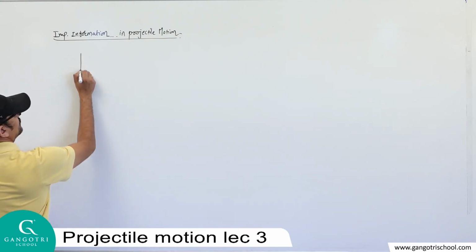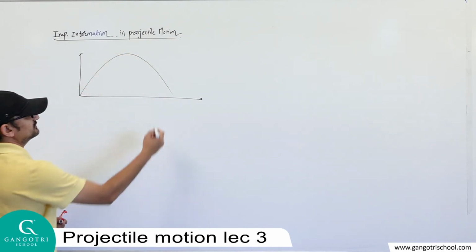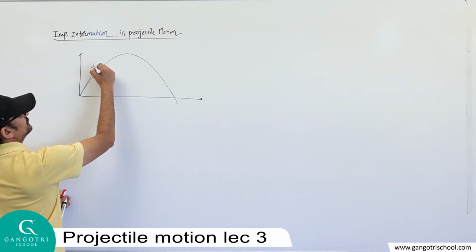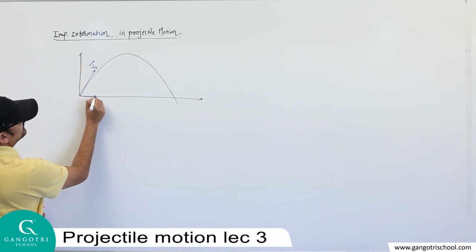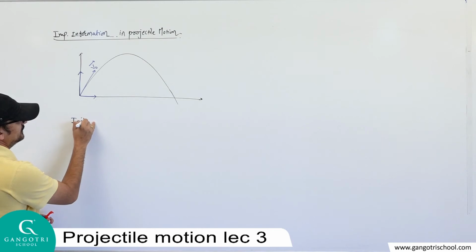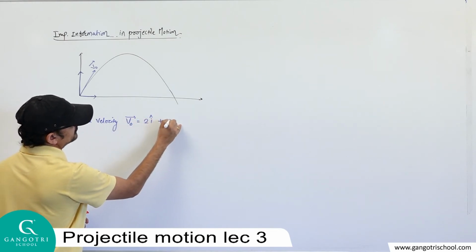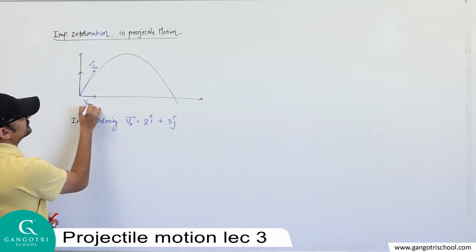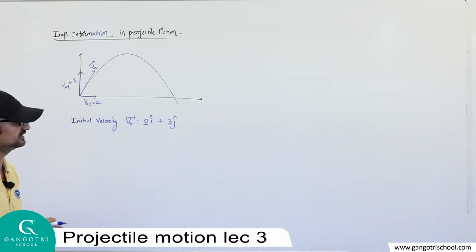Information number 1. We all know now that in projectile motion the path is parabolic. Suppose an object is thrown from here with some initial velocity V0. In this diagram, the initial velocity has two components: this is the x component of the initial velocity, and this is the y component. Suppose the initial velocity V0 is given as 2i plus 3j. It means the x component of the initial velocity is 2 and the y component is 3.